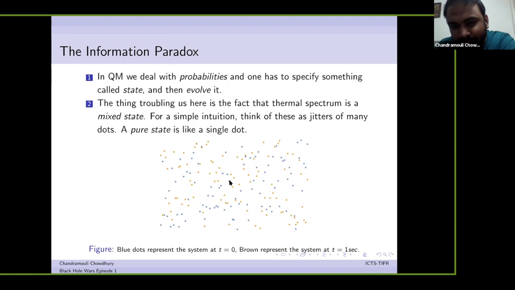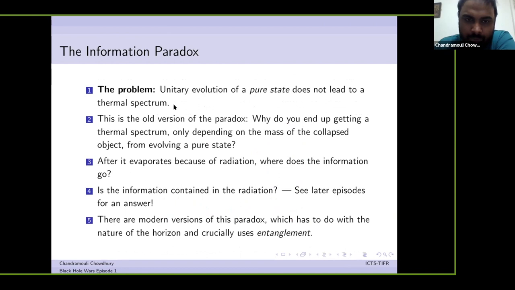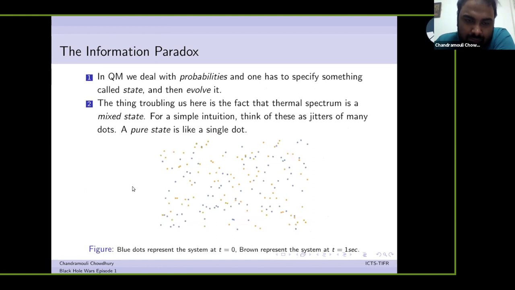And that's the basic problem, in some slightly technical words, which is behind the information paradox: that unitary evolution of pure states does not lead to a thermal spectrum, which is a special case of a mixed state. What specializes the thermal spectrum is the nice way in which the energies are distributed in these blue dots. A general mixed state has some random distribution of energy, but a thermal state has some nice distribution. So before going to point two, if there are questions, please go on.